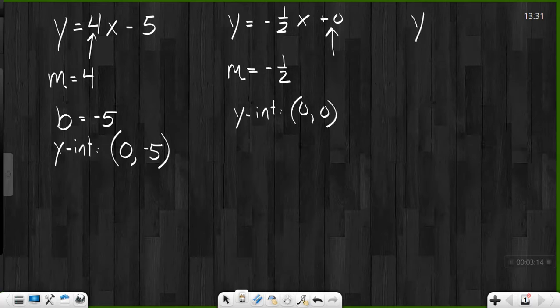All right, what if I did something like this? y equals 5. Well, now at this point, I'm looking for my slope. I'm looking for the number in front of x. Well, I don't see any number in front of x because it's technically y equals 0x plus 5.